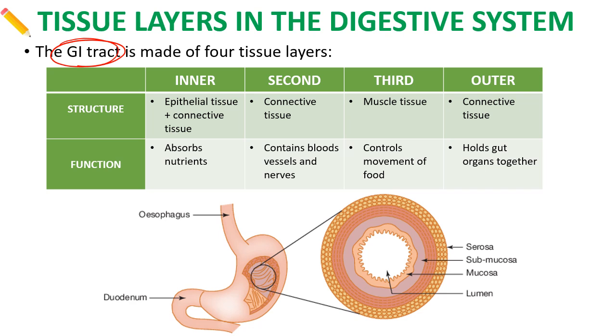This is how it's evolved. So we're looking at the stomach here, but it pretty much looks the same if you were to cut open the small intestine or the large intestine. They'd all have these 4 layers still.